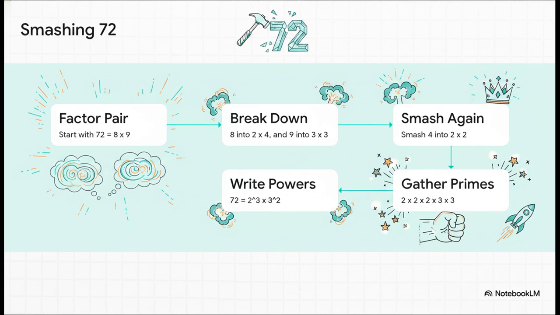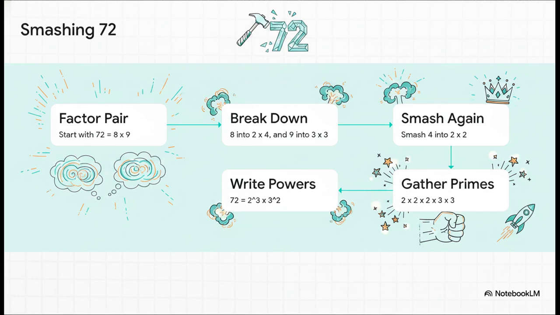Step 1, start with 72 and pick literally any factor pair. Let's use 8 times 9. Step 2, neither 8 nor 9 are prime, right? So we break them down further. 8 becomes 2 times 4, and 9 becomes 3 times 3. Now 2 and 3 are prime, but that 4 is still composite. So, step 3, we smash that 4 into 2 times 2.